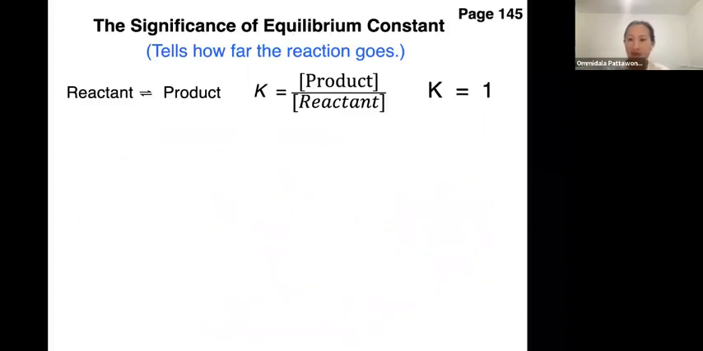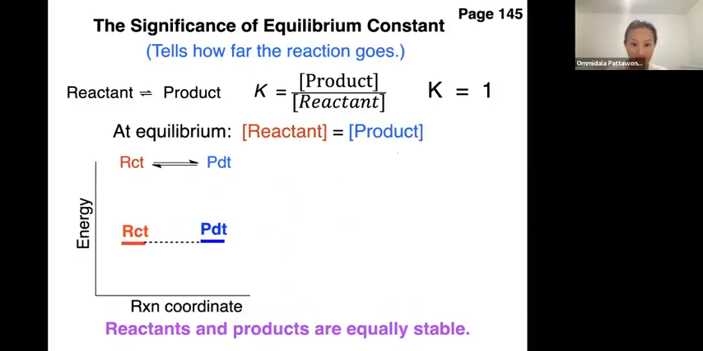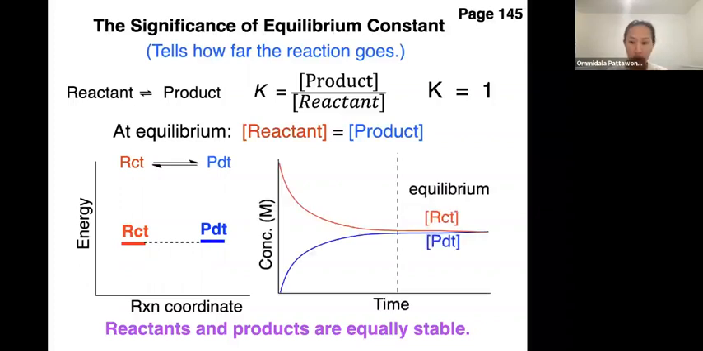Okay, what does it mean when K equals 1 then? When K is equal to 1, we can say that the stability of the reactant and the product are about the same. That means at equilibrium, the concentrations of these two are going to be similar, going to be the same. In this case, you are going to observe that at equilibrium, these two come out to be about the same. The reason for that is because these two have equal stability.